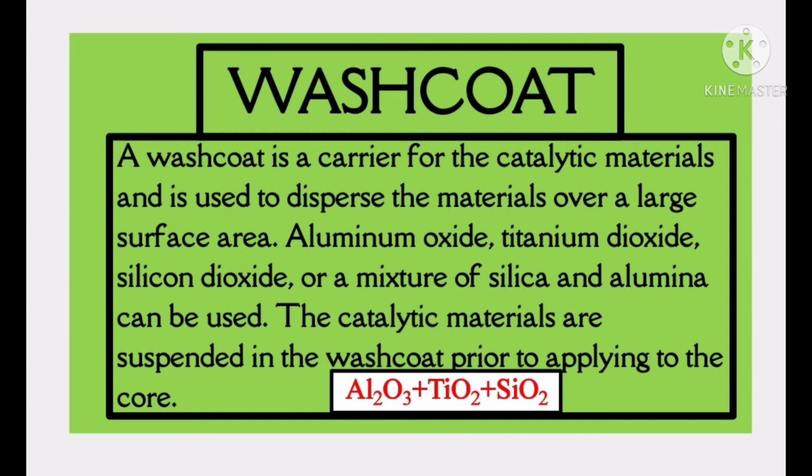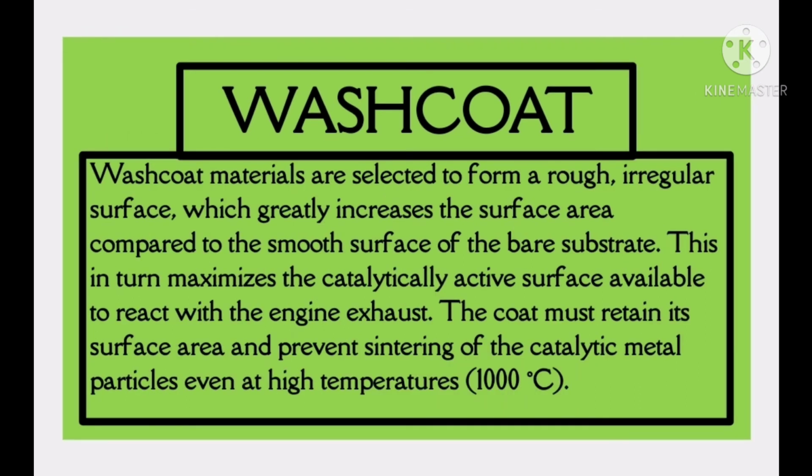A washcoat is a carrier for the catalytic materials and is used to disperse the materials over a large surface area. Aluminum oxide, titanium dioxide, silicon dioxide, or a mixture of silica and alumina can be used. The catalytic materials are suspended in the washcoat prior to applying to the core. Washcoat materials are selected to form a rough, irregular surface, which greatly increases the surface area compared to the smooth surface of the bare substrate. This in turn maximizes the catalytically active surface available to react with the engine exhaust.